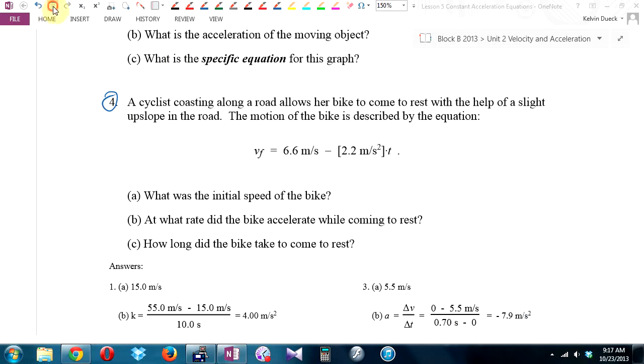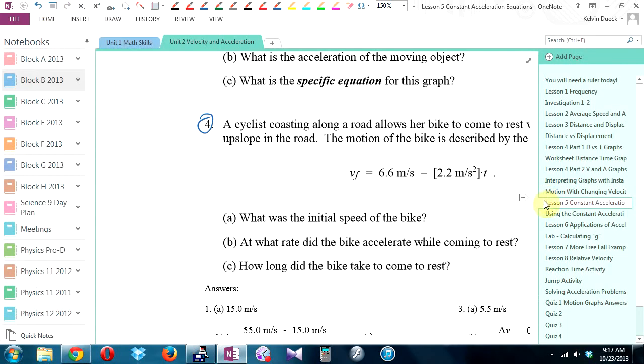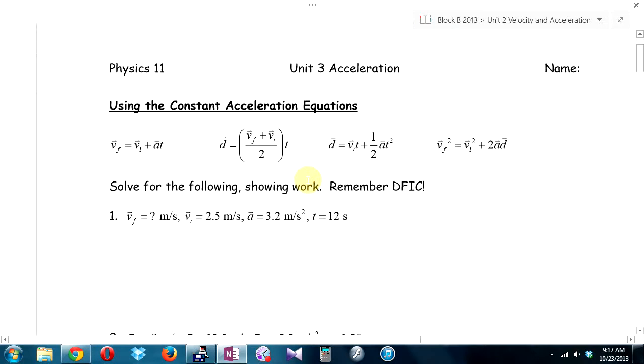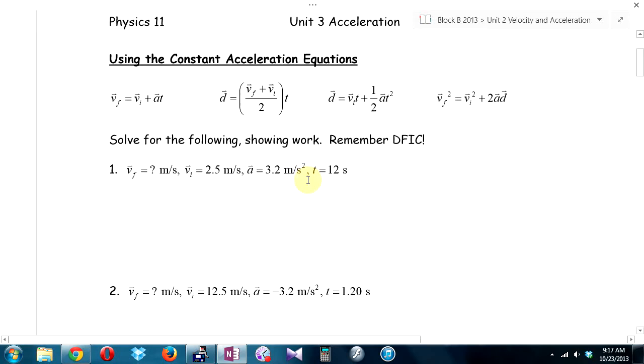So take a look at this. I called this using the constant acceleration equations, and all I've done is I haven't given you the word problems yet. This is purely so you can practice that formula manipulation little trick, the rewriting of the equations. I put the 4 equations on the top. Solve. Remember DFIC, actually I've done the D part for you. I've listed the data in each one. Identify, because the main skill here right now, Noah, is can you find the correct equation? Identify the equation, rewrite it to get the variable by itself, plug and chug and solve.